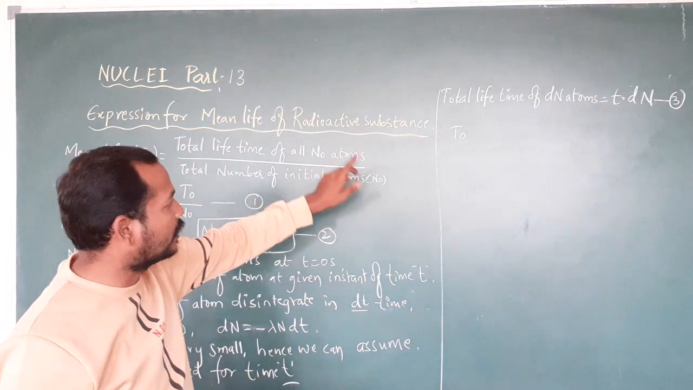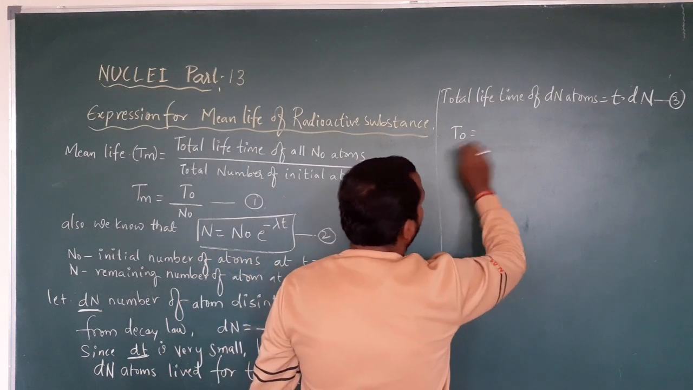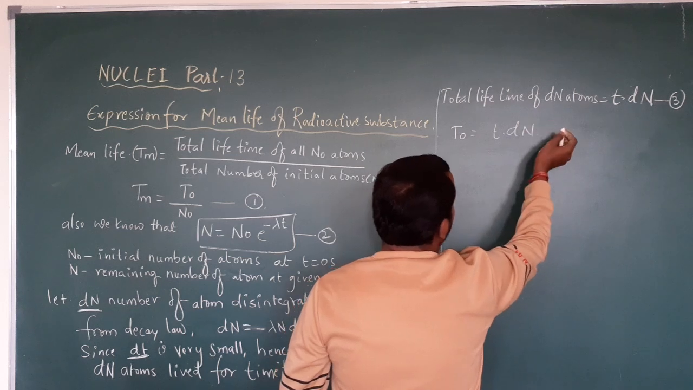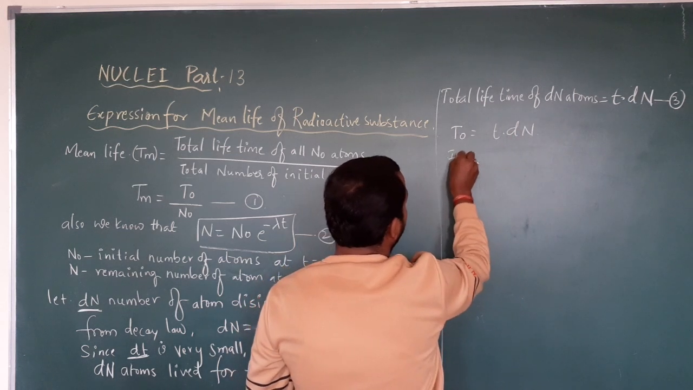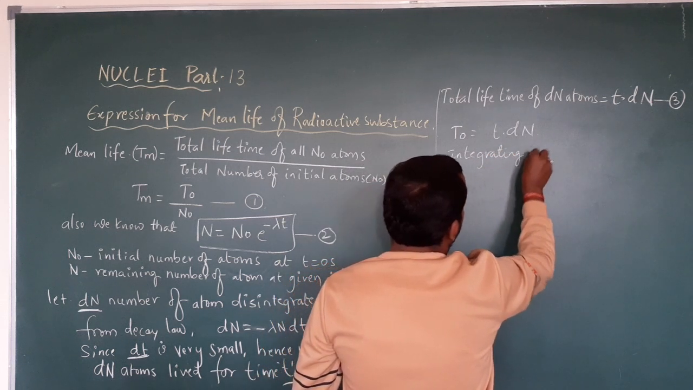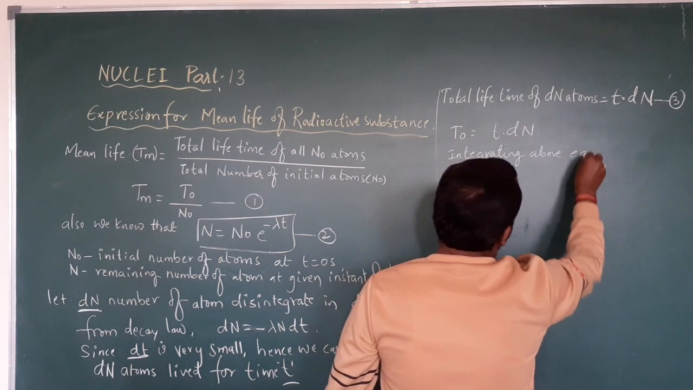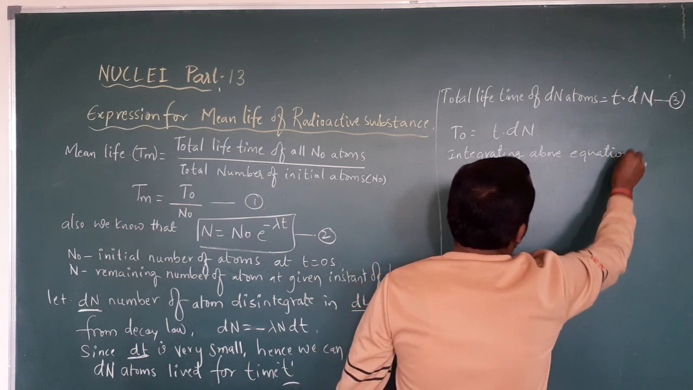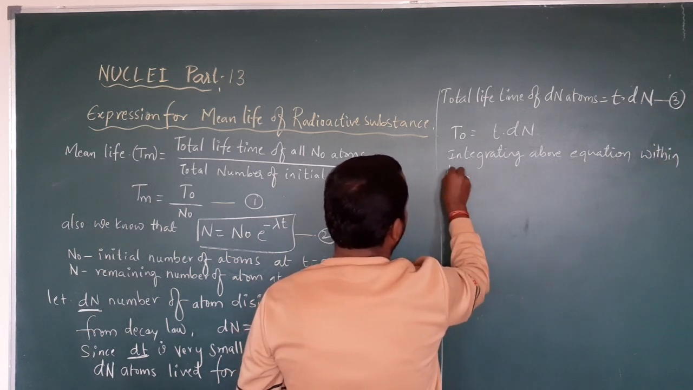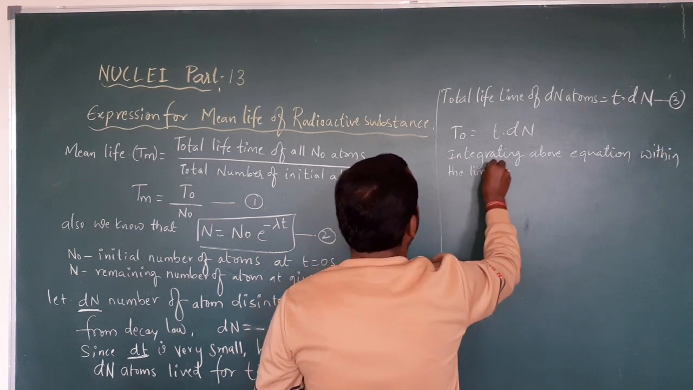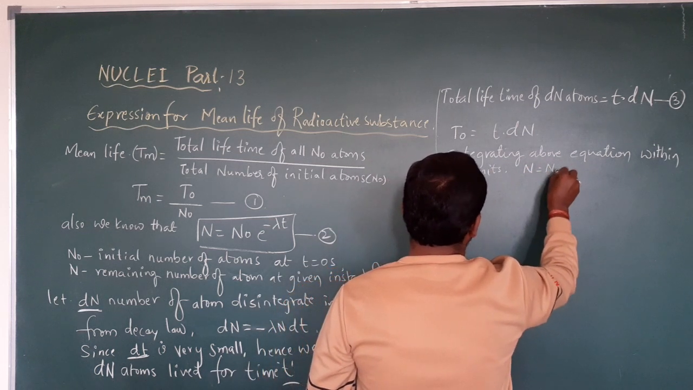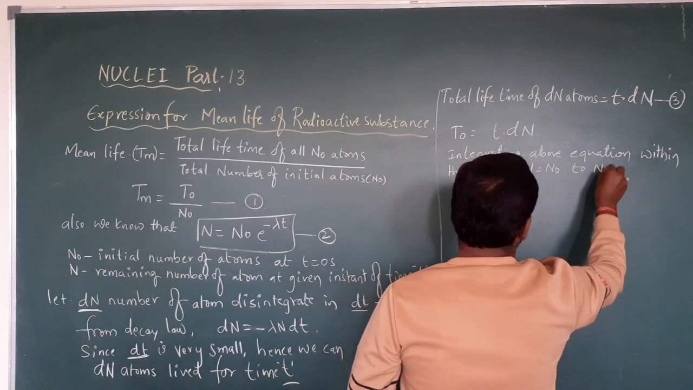Instead of n naught, dn atoms. So t naught is equal to t into dn. Now integrating the above equation within the limits n equal to n naught to n equal to 0.